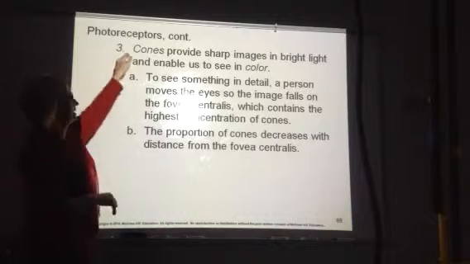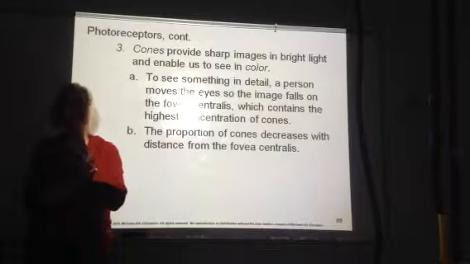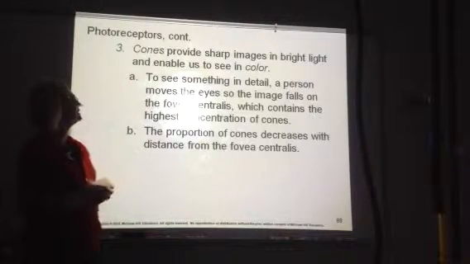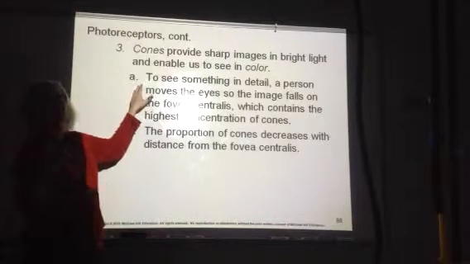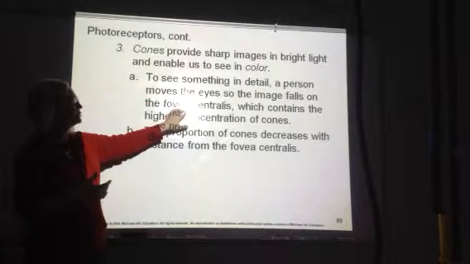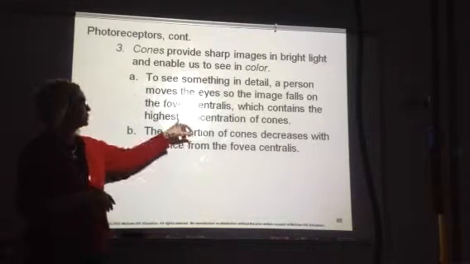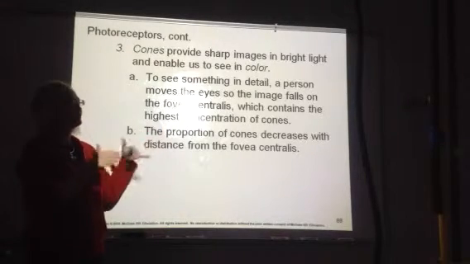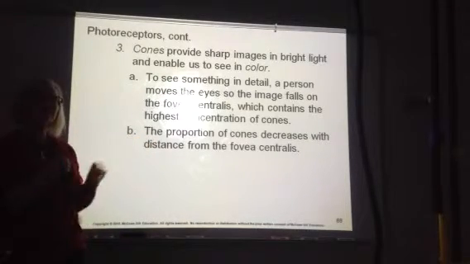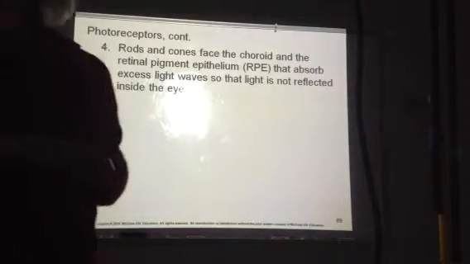Cones, on the other hand, this is what I was trying to skip to earlier, provide sharper images, especially in bright light, and cones see color. Cones help us see in color. If you want to see something in detail, you have to move your eye so that the image falls on the fovea centralis. The fovea centralis contains a very high concentration of cones. The further out you go from the fovea centralis, there are fewer and fewer cones, and therefore the vision is less detailed or less sharp.